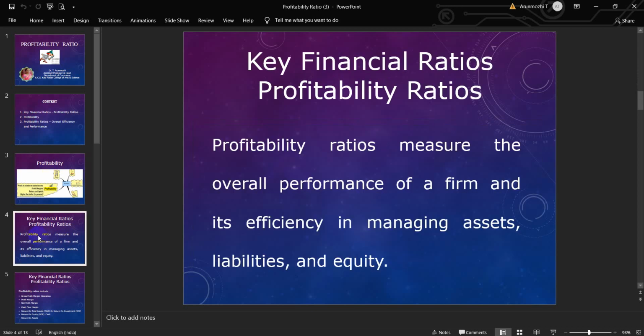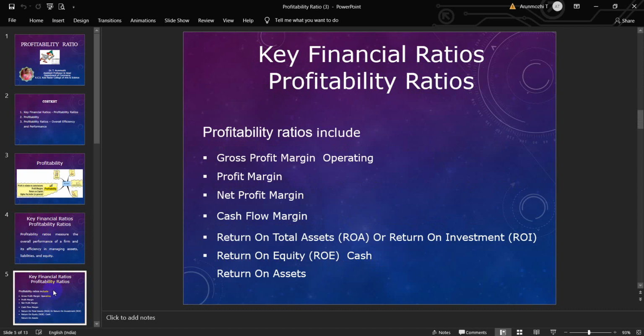Key financial ratios. The profitability ratio measures the overall performance of a firm and its efficiency in managing assets, liabilities, and equity. This ratio may include gross profit margin, net profit margin, cash flow margin, or return on total assets, or return on investments, return on equity, and return on assets.